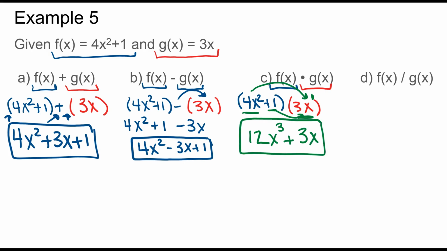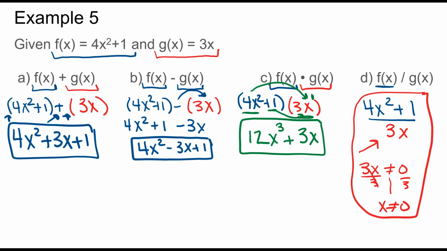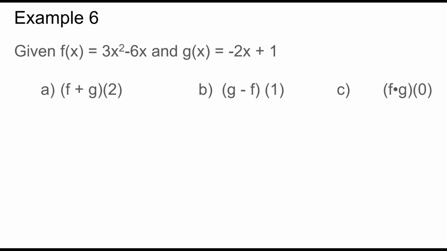So we're all done. And lastly, we're going to do f of x divided by g of x. So our f of x is on top. The order does matter. So that would be 4x squared plus 1 over our g of x, which is 3x. Now, we're almost done here, except for the denominator, 3x, cannot be 0. We just will solve that problem, divide both sides by 3. In this case, x cannot be 0. So this is the solution. We'll do a couple more together, and then you'll try some problems on your own.